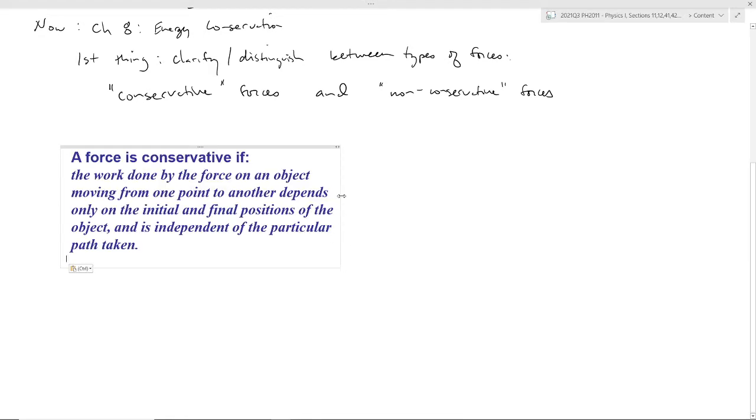So a force is conservative if the work done by that force on an object, moving it from one place to another, depends only on the initial and final positions of the object and is independent of the particular path. And I'll focus here on independent of path as being the key idea. So probably our most important example is gravity.